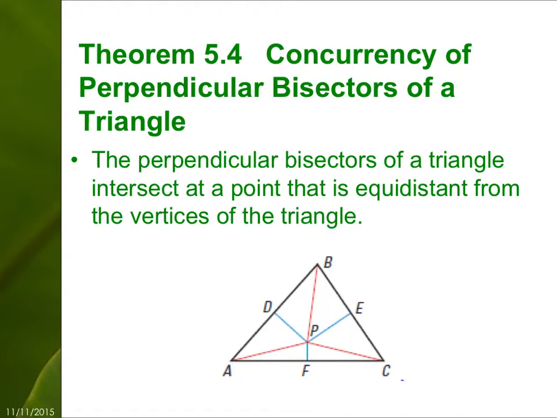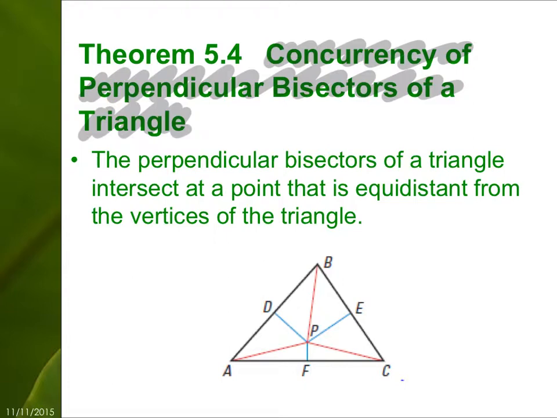Theorem 5.4, which again, remember, the number has no bearing, right? It just means that it's the fourth theorem mentioned in the 5th chapter, okay? It's called the concurrency of the perpendicular bisectors of a triangle. So if I have all three perpendicular bisectors drawn in my triangle, then they would all meet at the same point. The perpendicular bisectors of a triangle intersect at a point that's equidistant from the vertices of the triangle. So not only do they meet, but that point is equidistant from the vertices of the triangle.